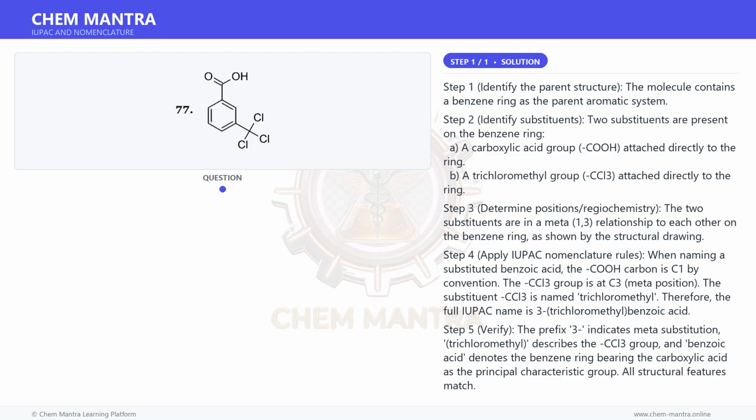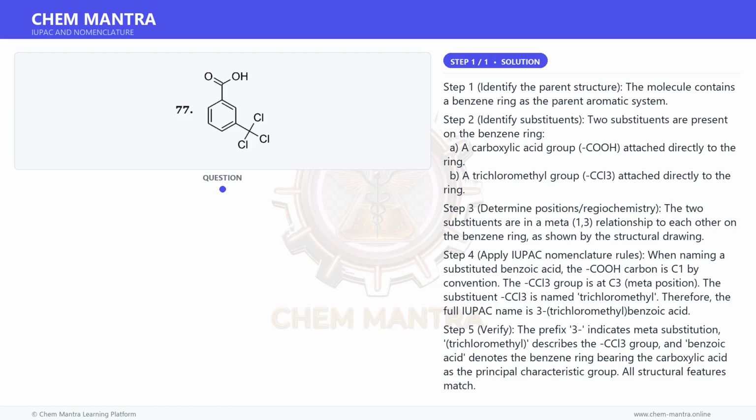The molecule contains a benzene ring as the parent aromatic system. Step 2. Identify substituents. Two substituents are present on the benzene ring. A. A carboxylic acid group, COOH, attached directly to the ring. B. A trichloromethyl group, CCl3, attached directly to the ring.